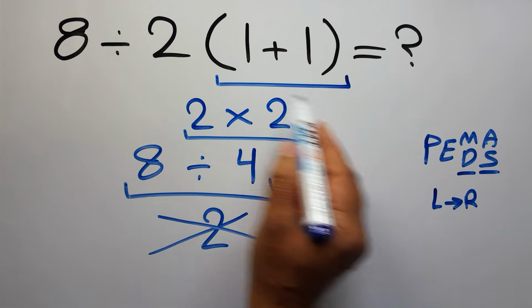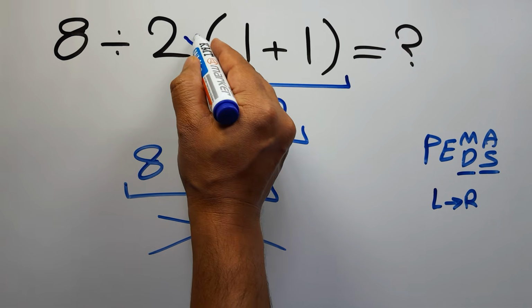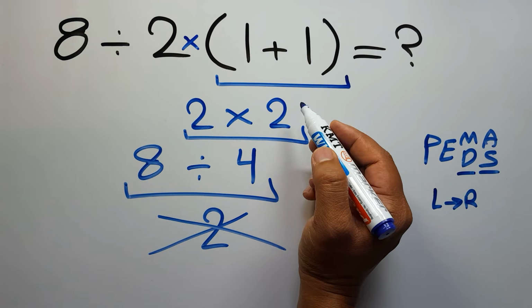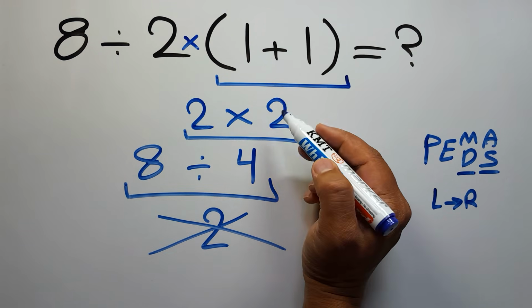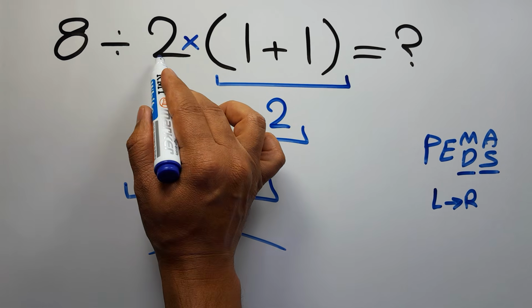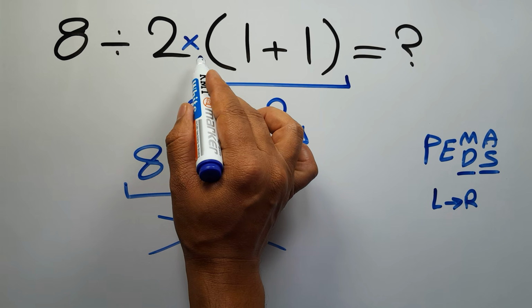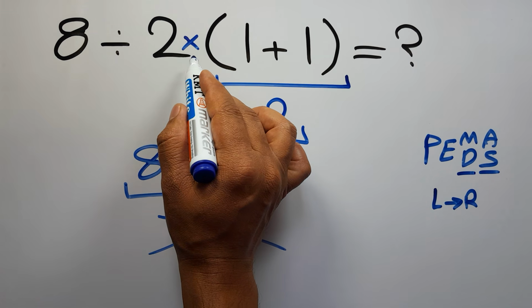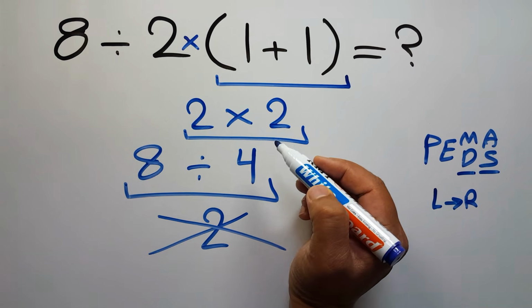In this expression, we have one division, one multiplication, and one parentheses. Inside this parentheses, we have one addition. Here we have a multiplication because in mathematics, when a number is placed next to parentheses, it means multiplication. And we usually don't write the multiplication sign for brevity.